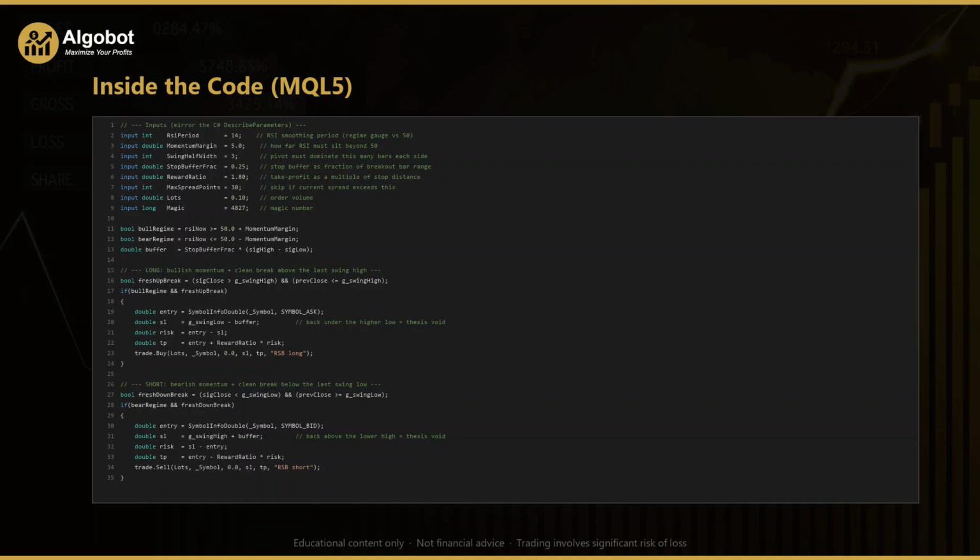Just below, the code sets 2 flags from the relative strength index of the just closed bar. Bull regime is true when the reading is at or above 50 plus the margin.